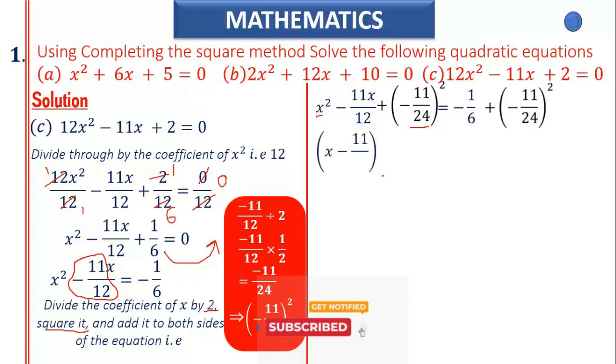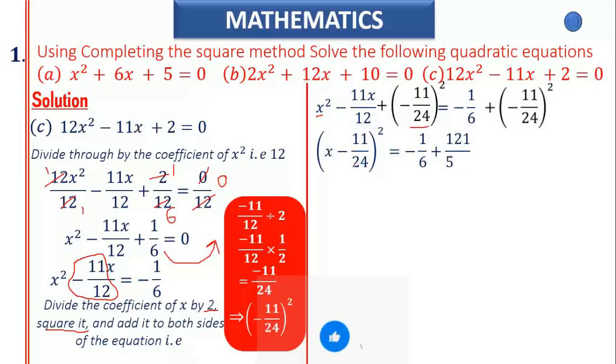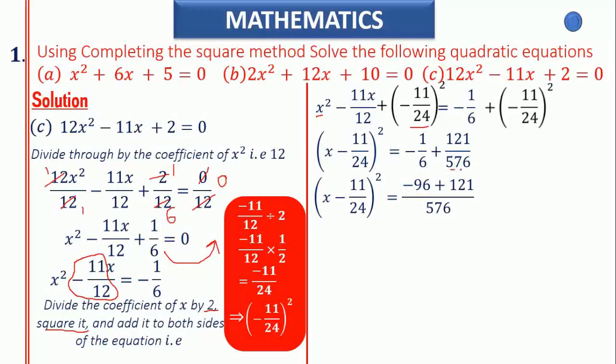That will be x minus 11 over 24 all squared equals minus 1 over 6. Then you can evaluate what you have here and simplify it further. So from what we have here, let's simplify our right hand side. That means we have taken this as our LCM, as 6 can also go in 576.